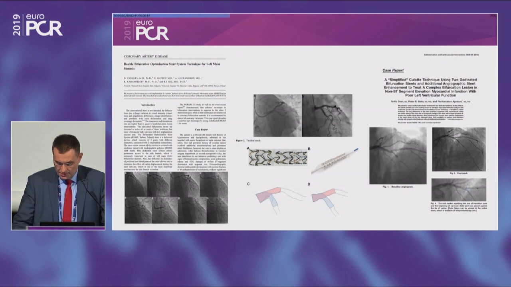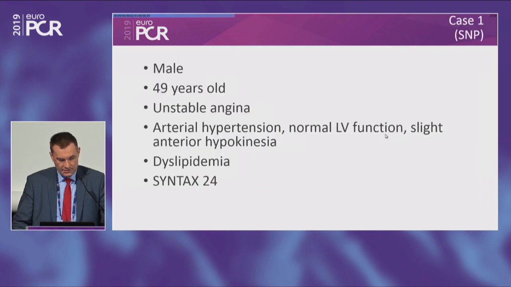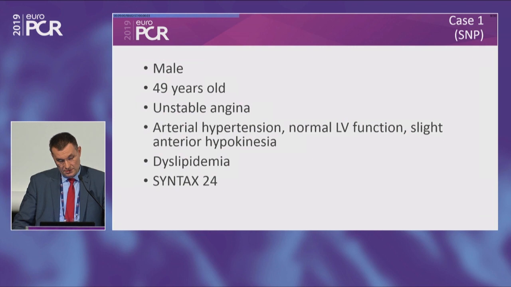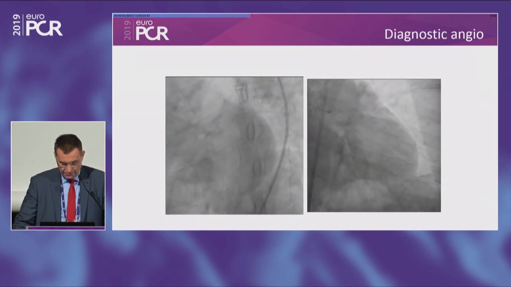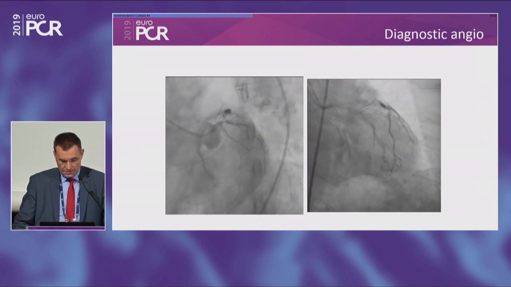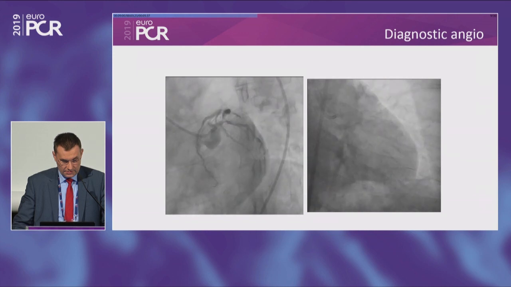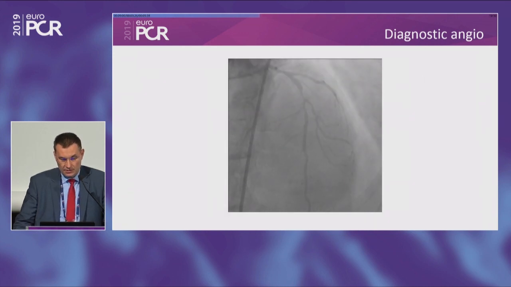It is curious that one month later Peter Stella reported a culotte stenting in the LAD after us. So I will show you one case with the left main and culotte stenting. This young male patient, 49 years old, had unstable angina, with typical risk factors and a SYNTAX score of 24. The patient had a high-grade stenosis at the ostia of the LAD and circumflex, a moderate lesion in the distal left main, and a high-grade Medina 1,1,1 stenosis in the mid-LAD.